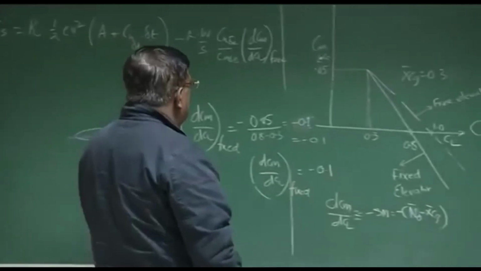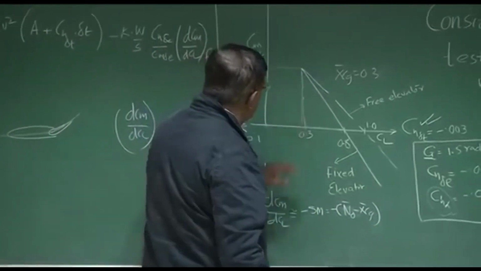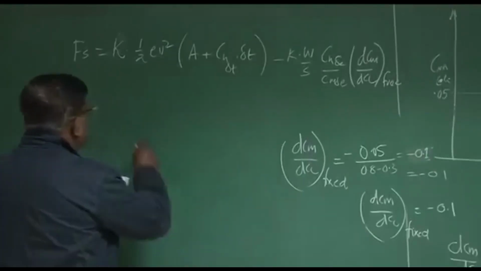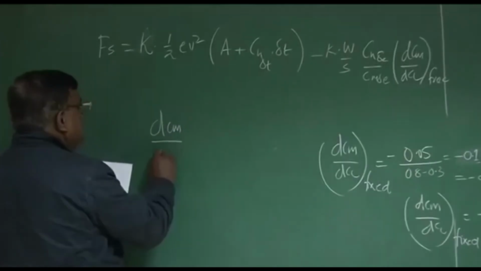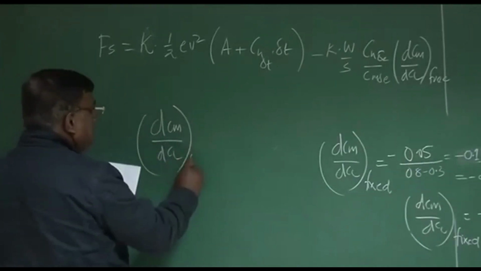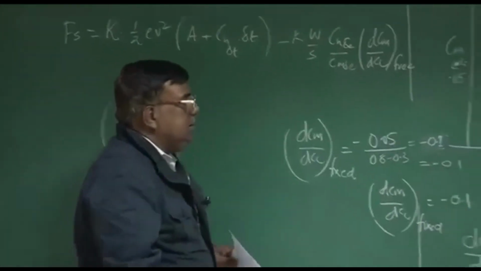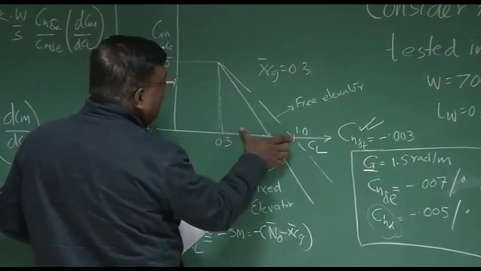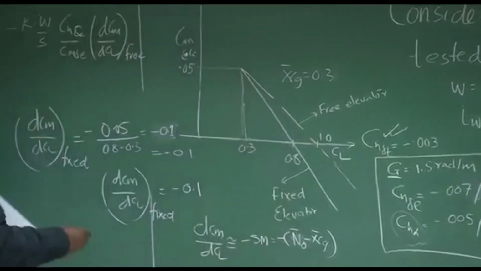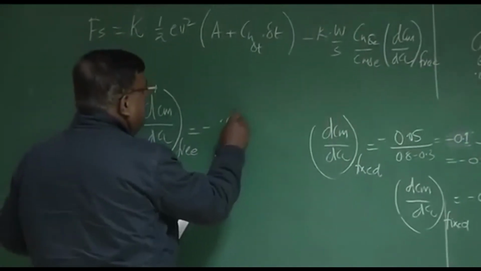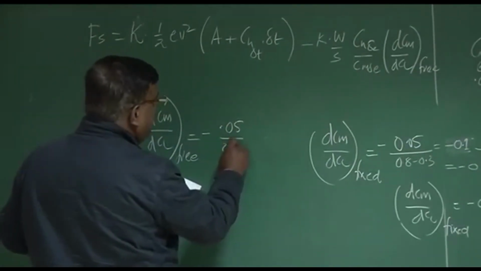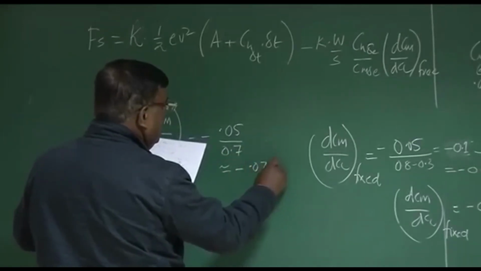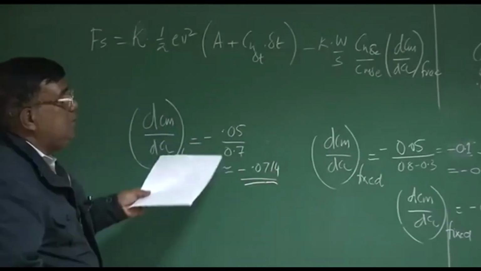As simple as that. Now if you were to do the same exercise, say dCm by dCl free, if I want to find out, then what is the value? So dCm by dCl free. Which graph should I see? This is fixed, this is free. So again here you see the distance is 0.3 and 1, so it is 0.7, and this is 0.05. So this will be minus 0.05 by 0.7, and this value is typically minus 0.0714.